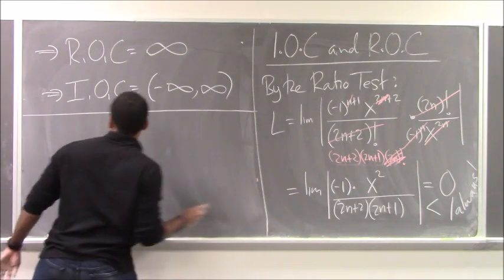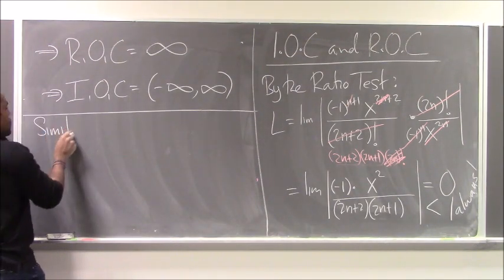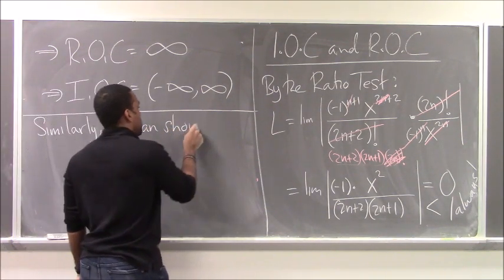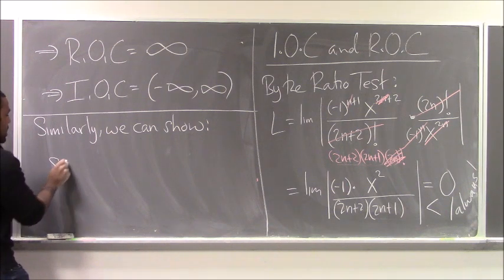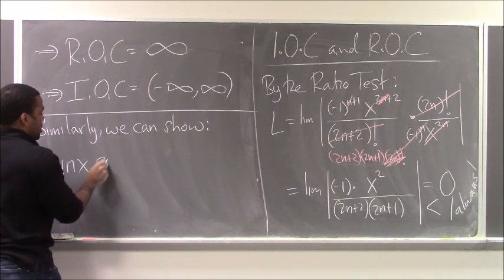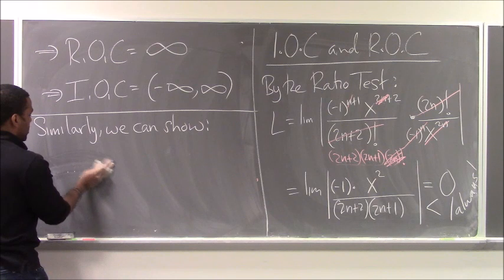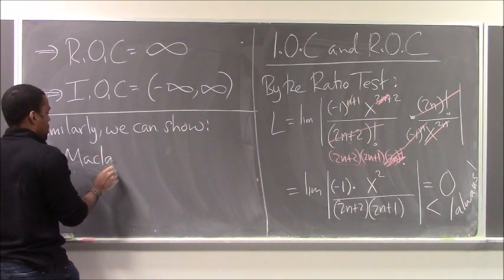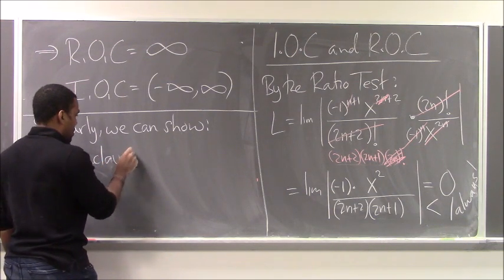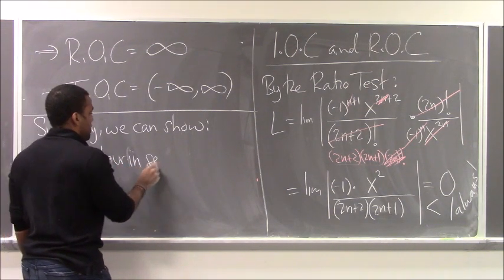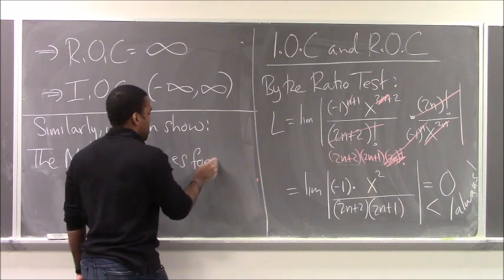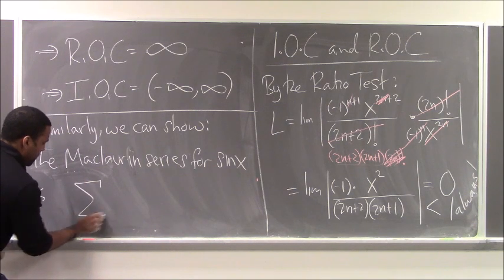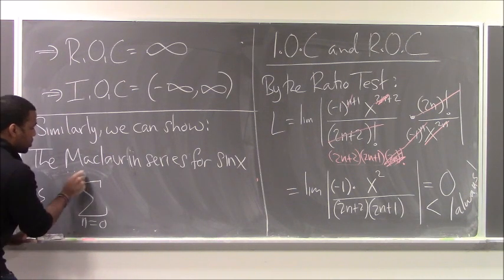Now, similarly, we can show your sine of x function. Let's write it this way, the Maclaurin series for sine is the series where n goes from 0 to infinity.